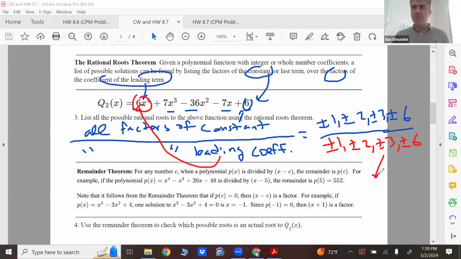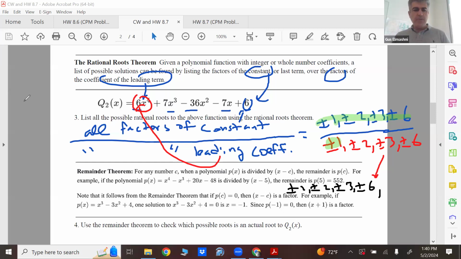Now we actually have to divide this out. So what I'm going to do is divide all these by this right now. If I do that, what happens when you divide a number by 1 or negative 1? Does it change? No. So definitely I'll have plus or minus 1, plus or minus 2, plus or minus 3, and plus or minus 6.